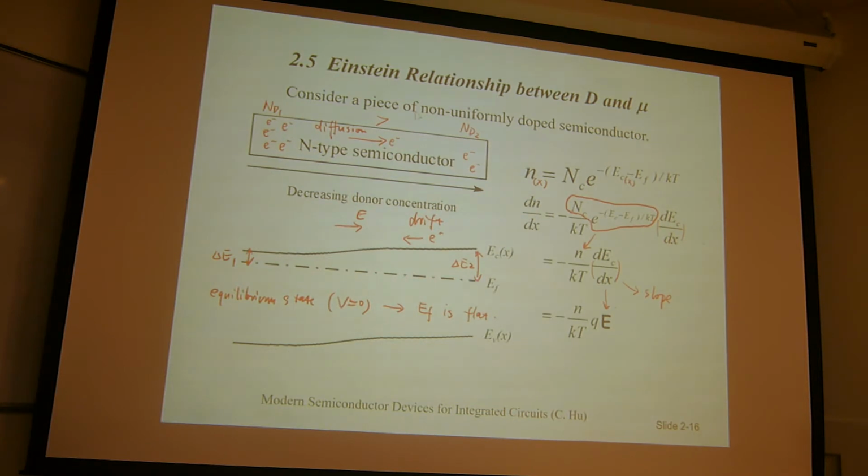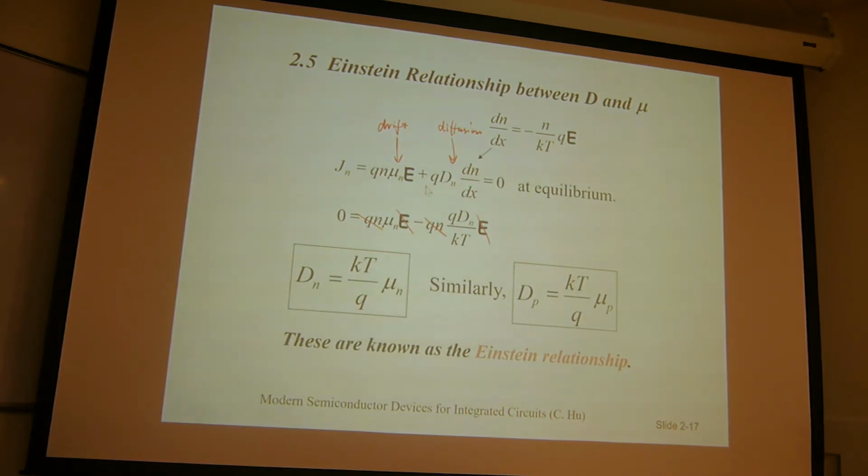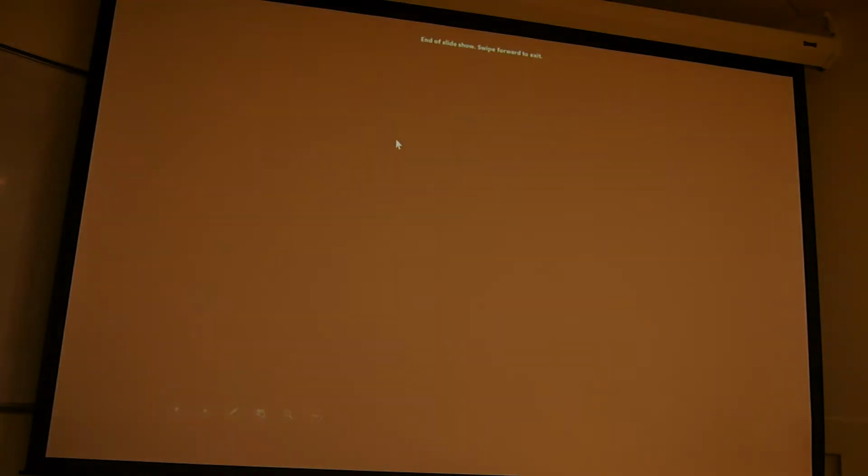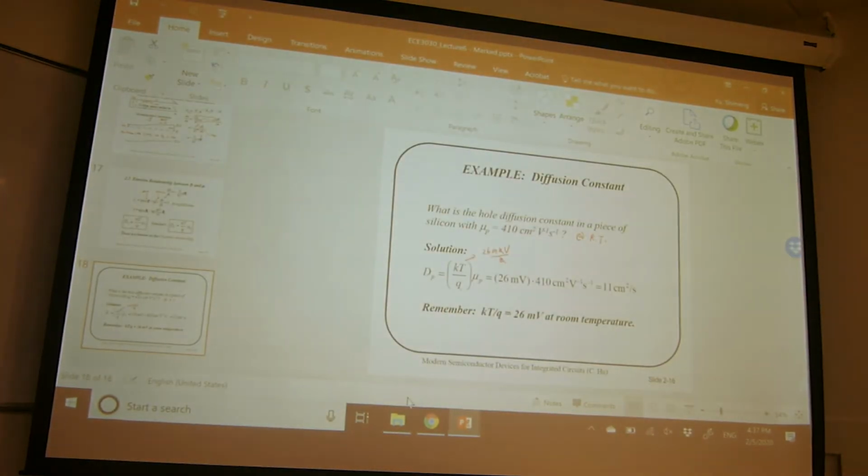With this drift and diffusion relationship, you can derive the Einstein relationship, because the drift and diffusion cancel each other. Essentially, you will get the diffusion constant proportional to the mobility, and here you have the thermal energy. Alright, so this is the last lecture.